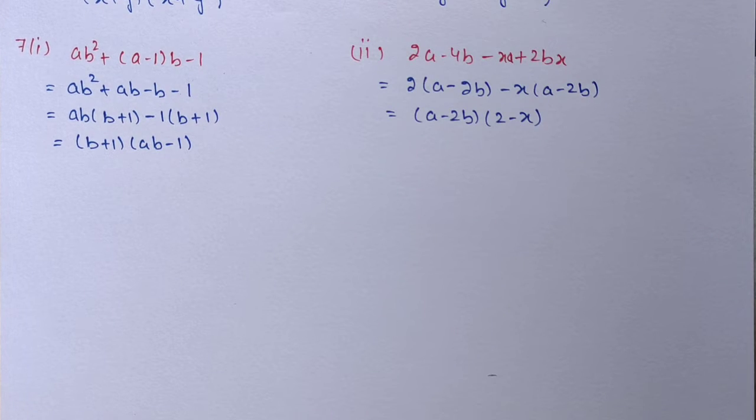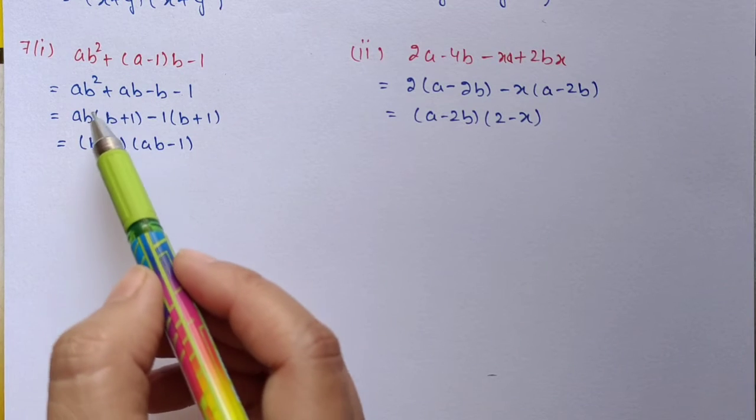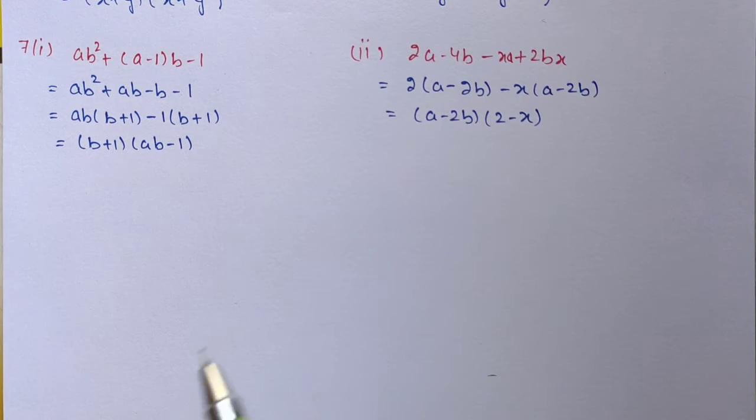Next is the 7th question. This is similar to question number 6, so you can do it yourself. I have done it here. First remove the bracket, then do the grouping. The second one you have to do in the same way.